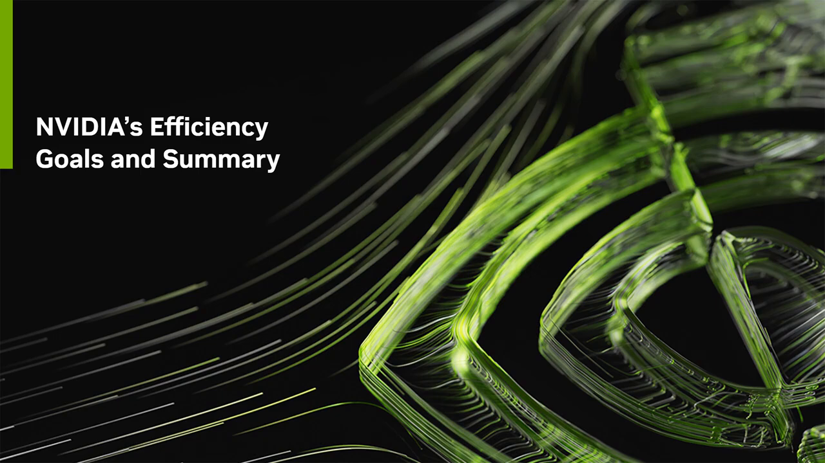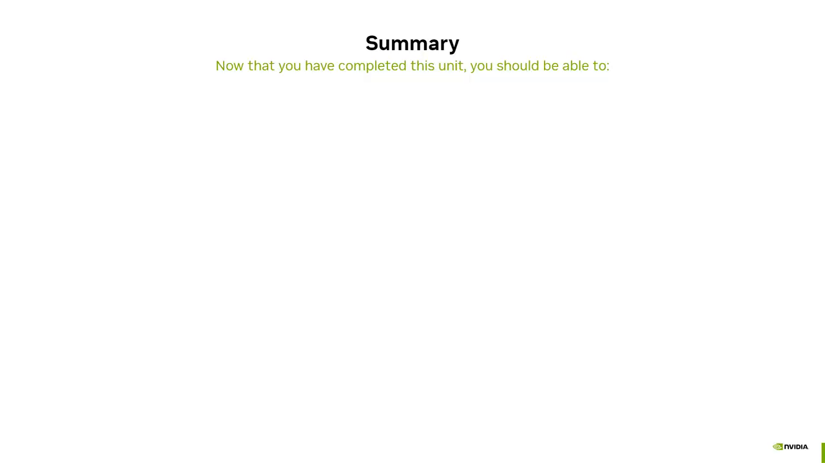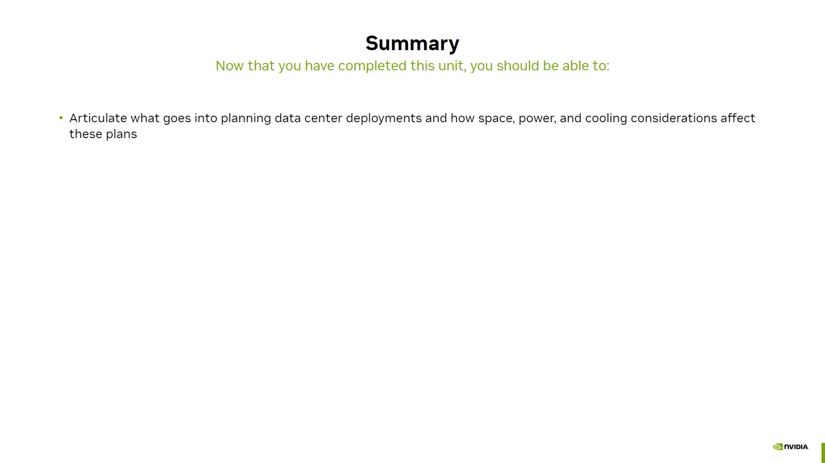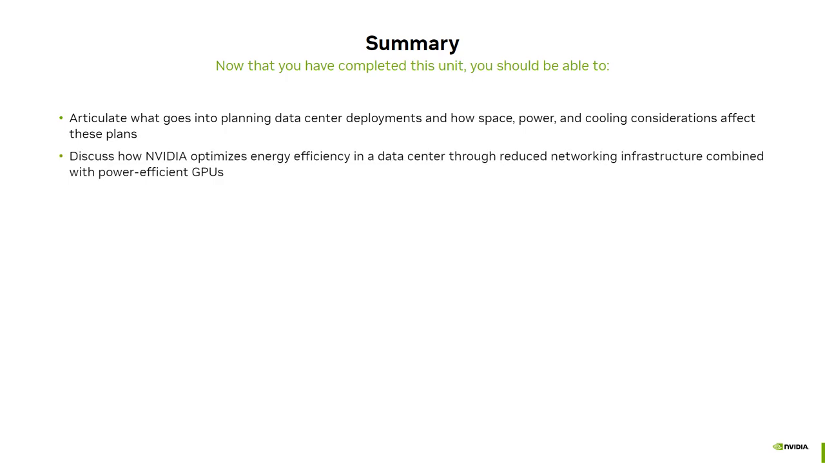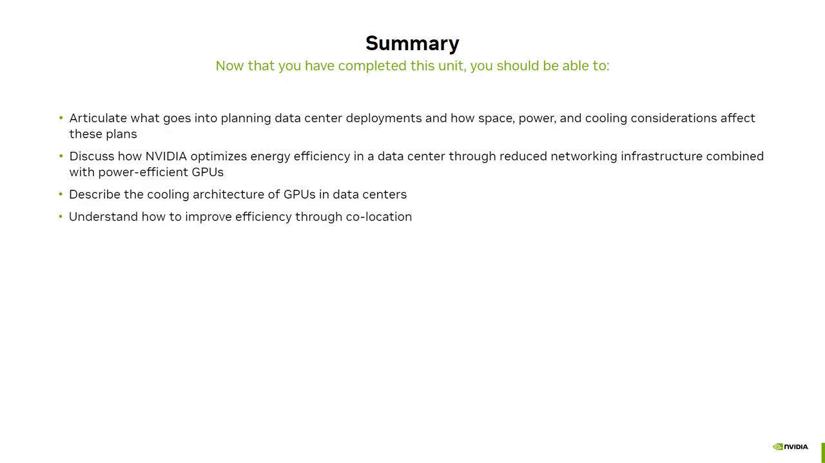Now that you've completed this unit, you should be able to articulate the design and planning of a data center and see how space, power, and cooling considerations affect the plans. Discuss how NVIDIA's methods and servers optimize energy efficiency in data centers. Describe cooling architecture of GPUs to improve efficiency. Understand how co-location improves efficiency.